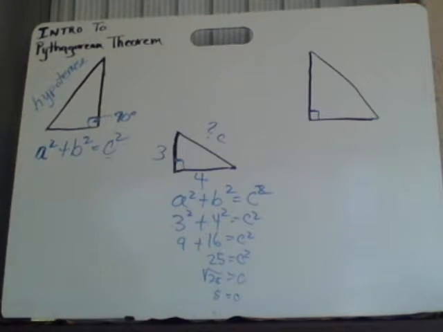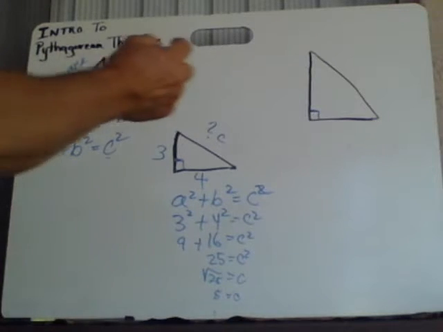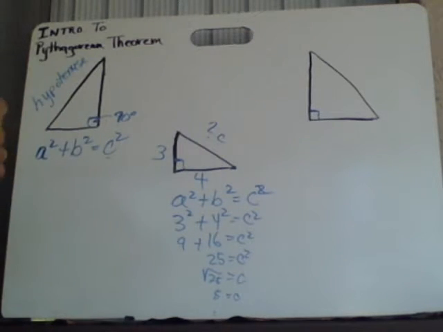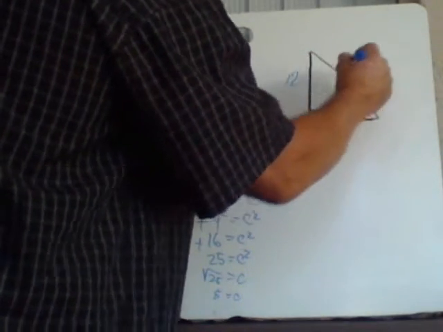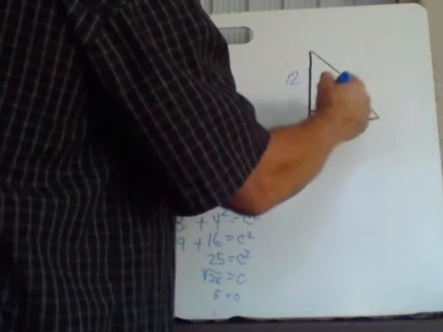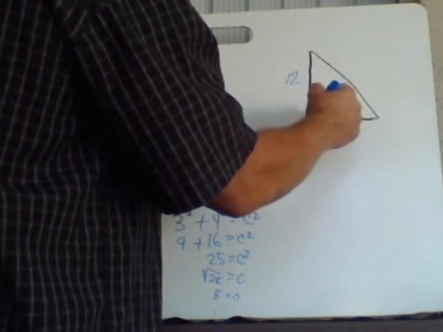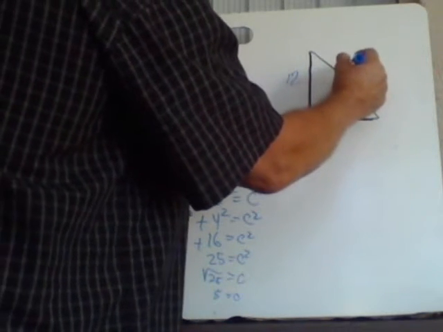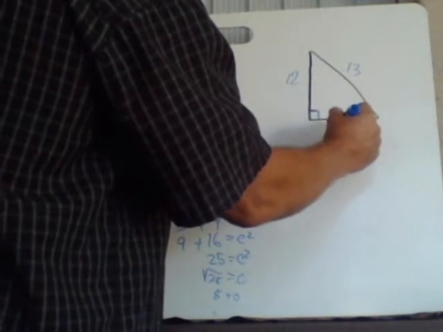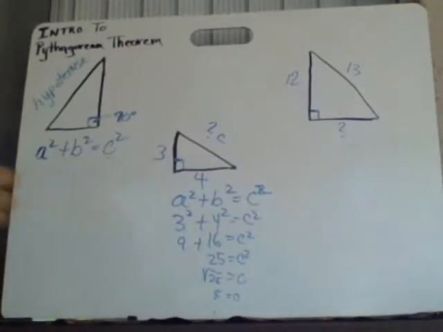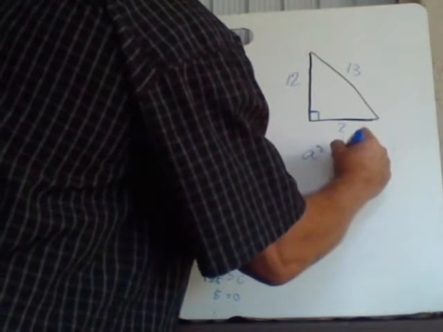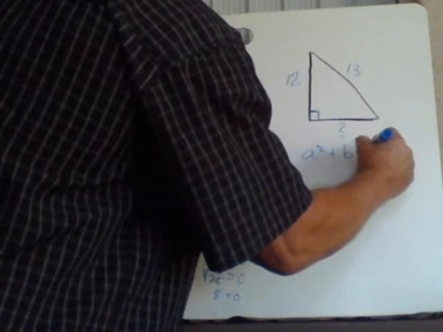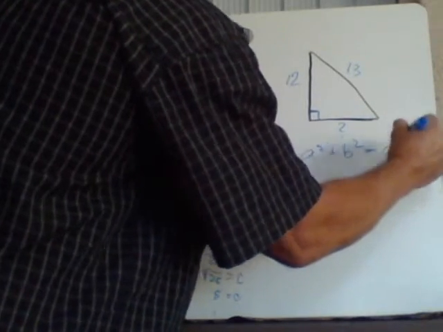Let's try another one. In this case, we have a much longer first leg, which is 12. The side opposite the right angle, the hypotenuse, is 13. And we're going to want to know what the smaller leg is. Once again, we take the Pythagorean theorem, which works for right triangles: a squared plus b squared equals c squared.